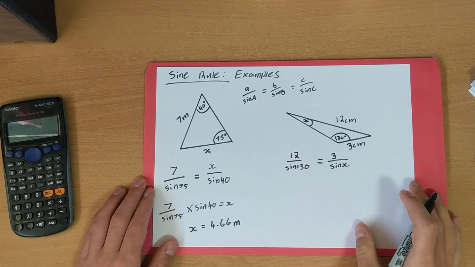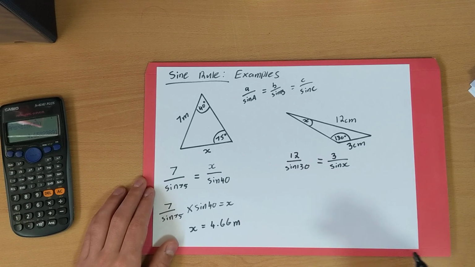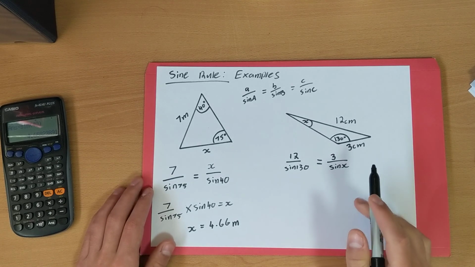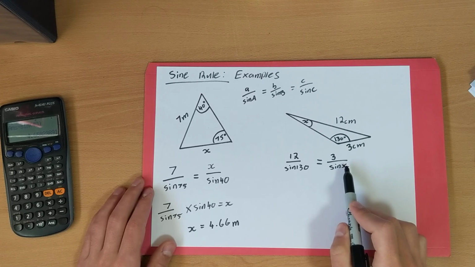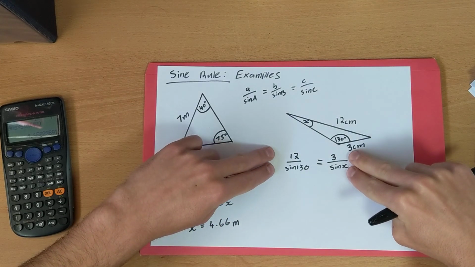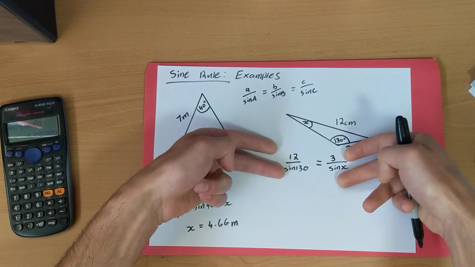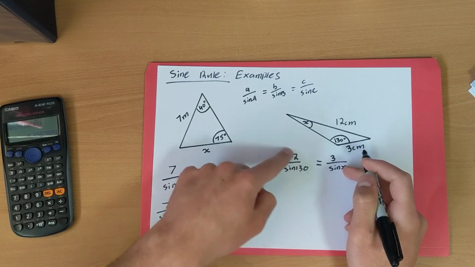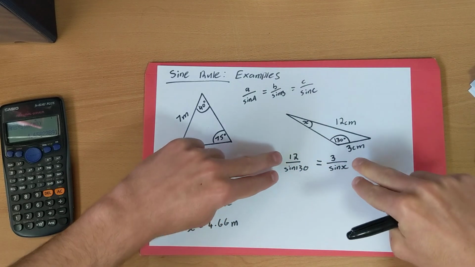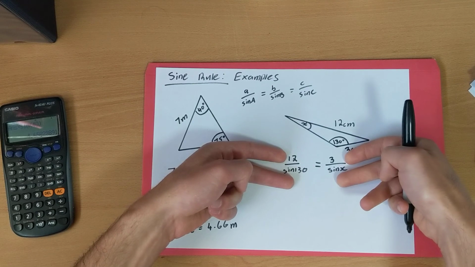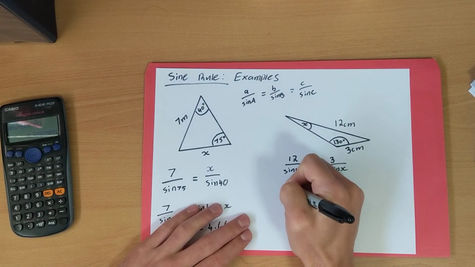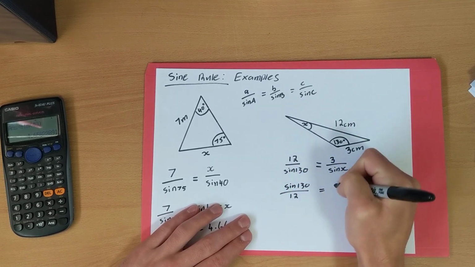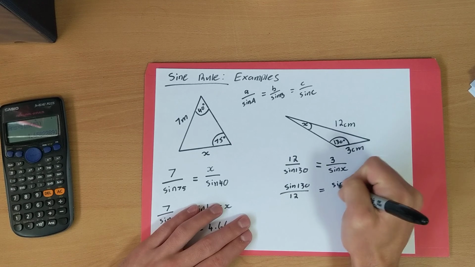Now I need to rearrange this. First I'm going to rearrange it to get sine x on its own. And the way I'm going to do that, if you remember, we spoke about when I have the unknown on the bottom of a fraction, there's two ways of thinking about this. Either I can think of it as flipping both of these fractions to get sine x to the top, or I can think about it as moving sine x over to that side. I'm going to do the first option. I'm going to flip both fractions. So I get that sine of 130 over 12 equals sine x over 3.